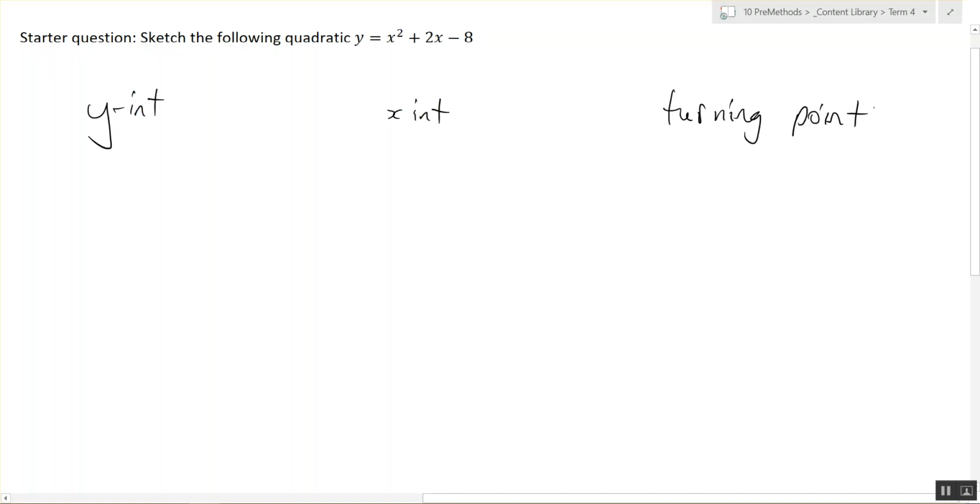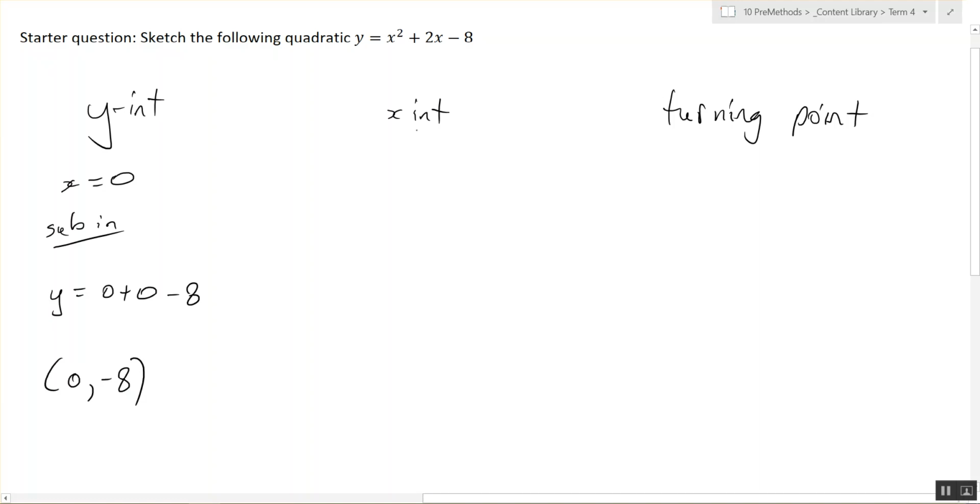So after we found those three things, we just put them on the Cartesian plane and join them up with a smiley face or a frowny face. Okay, so how do we find the Y-intercept? When it equals what? X equals 0. So we just sub that in. So 0 minus 8. That's the Y-intercept, where it intercepts the Y-axis.